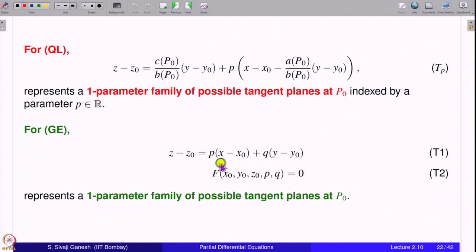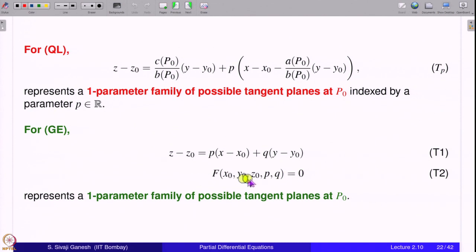So, maybe we may have to analytically impose some conditions which say that Q can be solved in terms of P, at least locally around a fixed value of P. Let us say P equal to P naught, small p naught, you can express Q as a function of P, or vice versa. For a fixed value of Q equal to Q naught, you can express P as a function of Q and then substitute here, and you will get a one parameter family of possible tangent planes. In the case of QL, these two equations reduce to just this. That is because we could express from here Q as a function of P, went back and substituted in T1 and we got this. It is a family of tangent planes indexed by the parameter P in R.